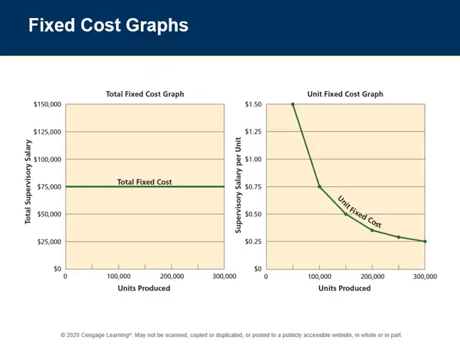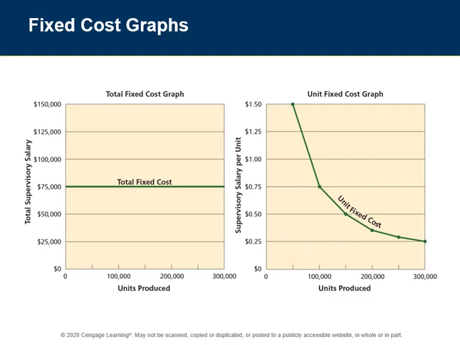Now, let's look at a similar graph for fixed costs. And what you're going to notice here is kind of the opposite behavior that we saw with variable cost. In this case, fixed costs remain flat in total. However, on a per unit basis, because the cost is being allocated out as part of overhead, the more units we produce, the more units we have to spread that total cost over, the lower the cost per unit.